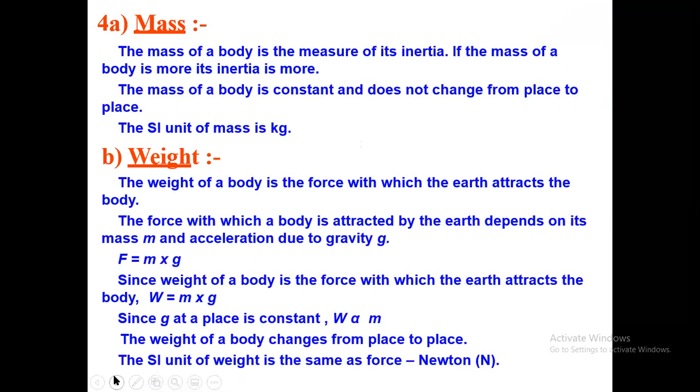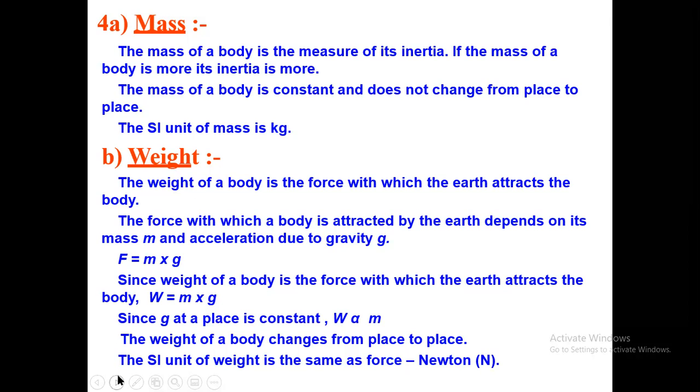The mass of the body is the measure of its inertia. If the mass of a body is more, its inertia is more. If the mass of a body is more, then inertia will automatically increase. The mass of a body is constant and does not change from place to place. The SI unit of mass is kilogram.